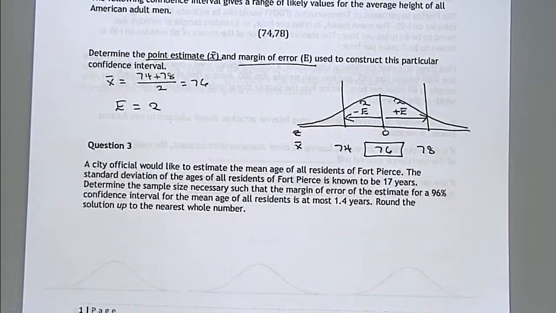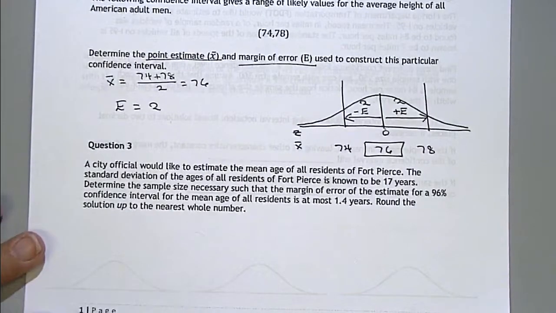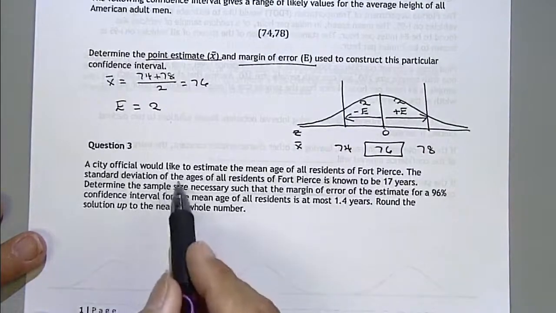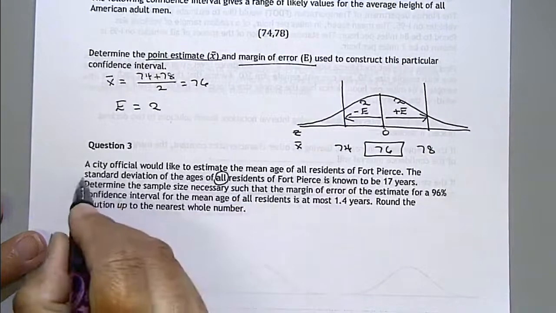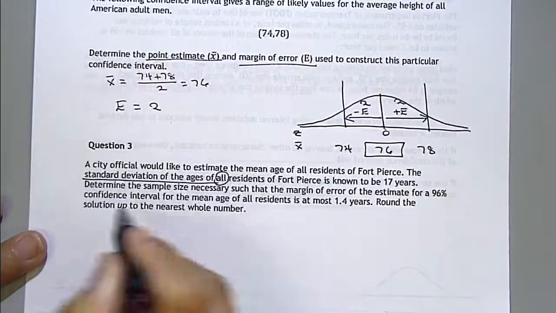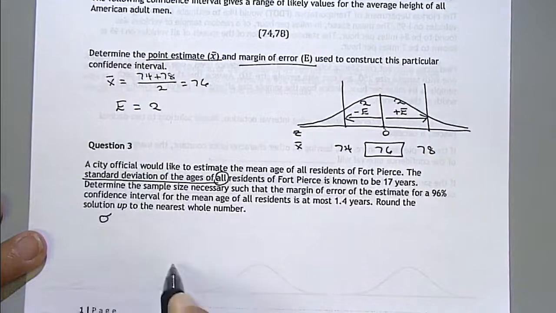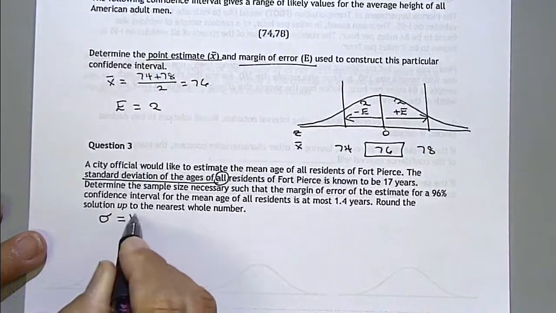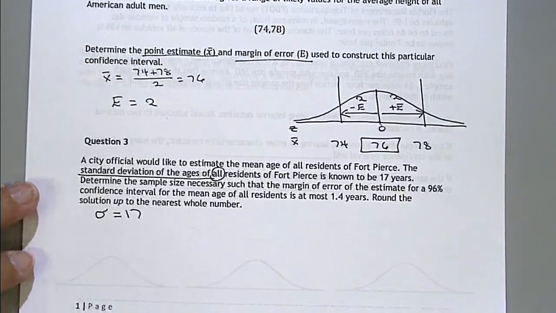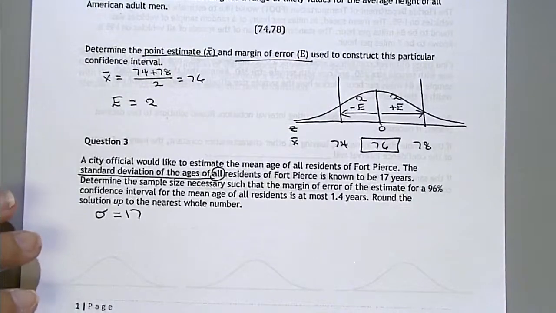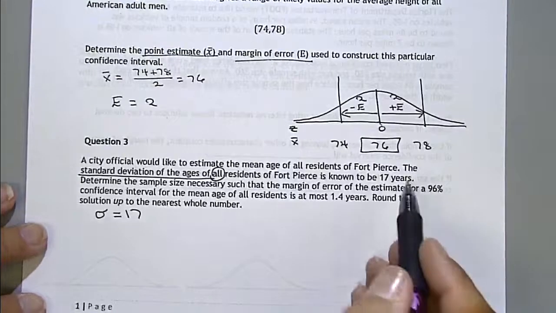A city official wants to estimate the mean age of all residents of Fort Pierce. The standard deviation, now look, start doing what I'm going to do. The standard deviation of the ages of all residents, standard deviation of all is a population standard deviation, and that's 17. You know the symbol. Make sure you know that means population, because this is not always going to be the case. You're not always going to have it in these two chapters, okay?